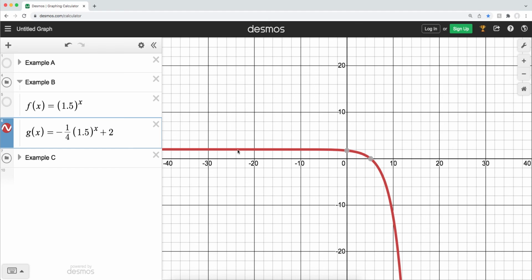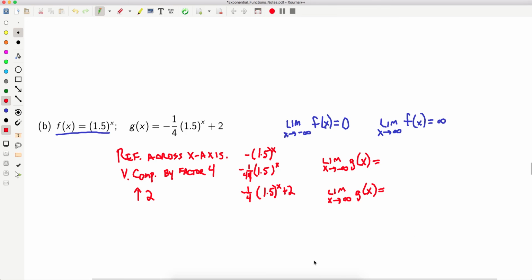So the limit as x approaches negative infinity for g of x is going to equal 2, and the limit as x approaches positive infinity, it's going to go down forever, so that's going to be a negative infinity. So let's see how good the handwriting comes out to be. So the limit as x approaches negative infinity, as we go further to the left, our outputs get closer to 2.